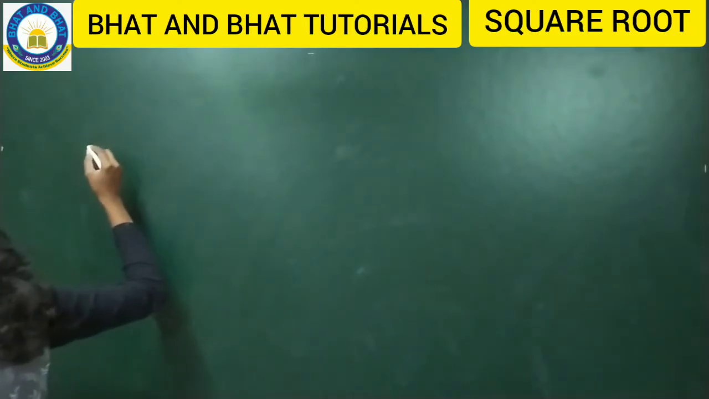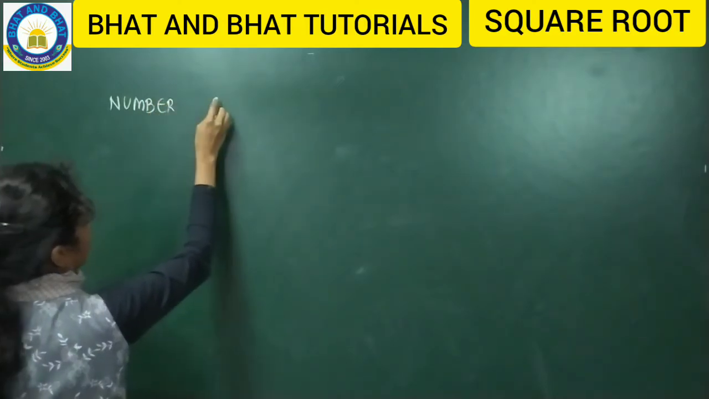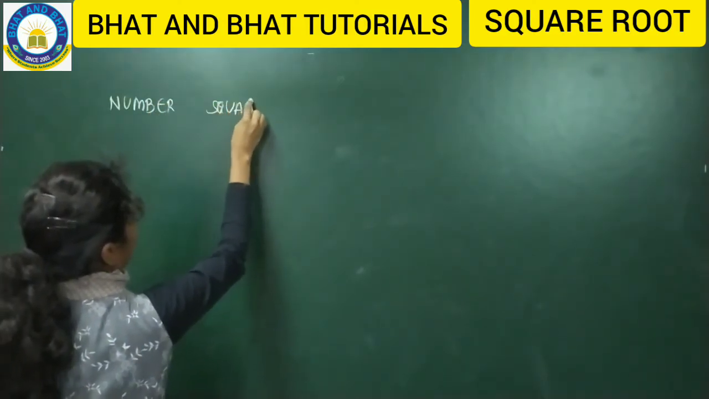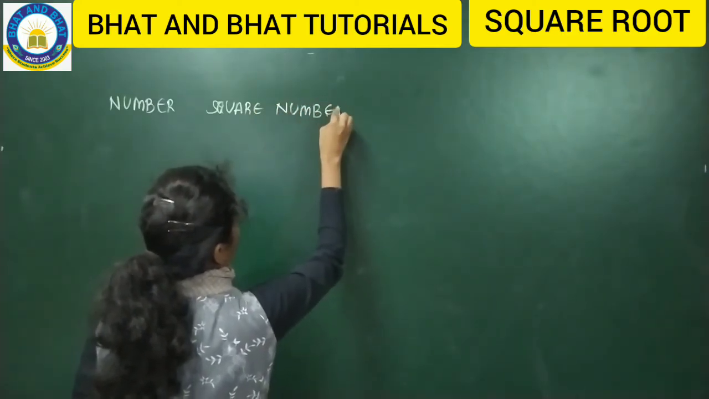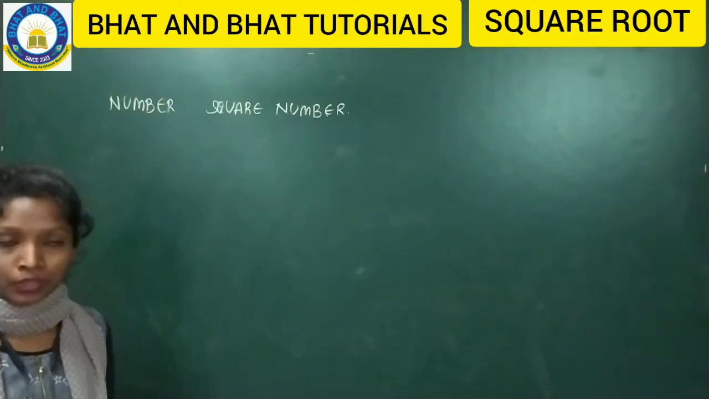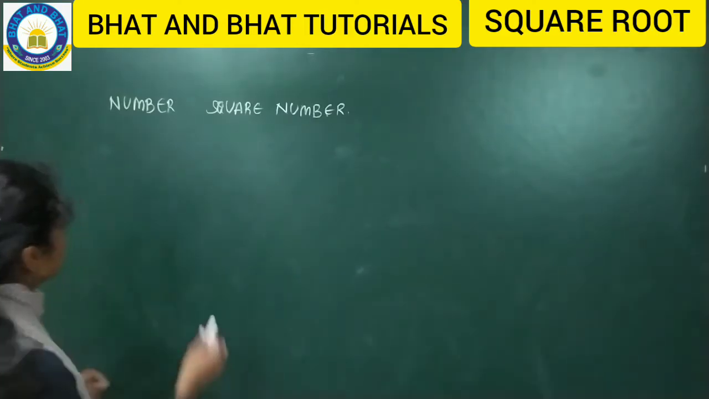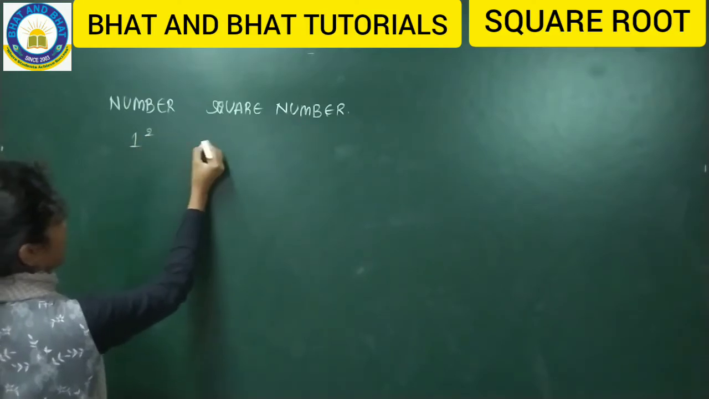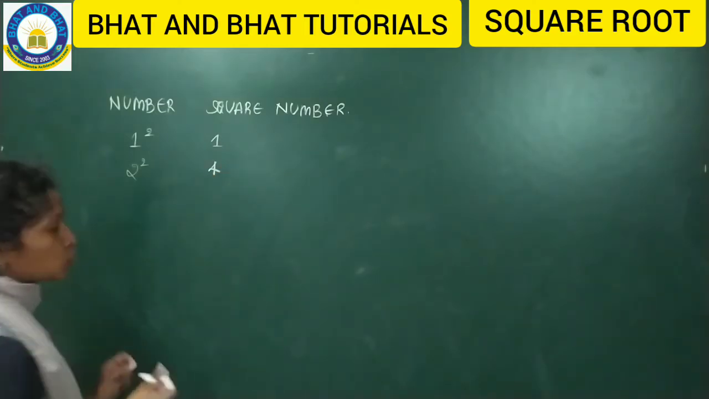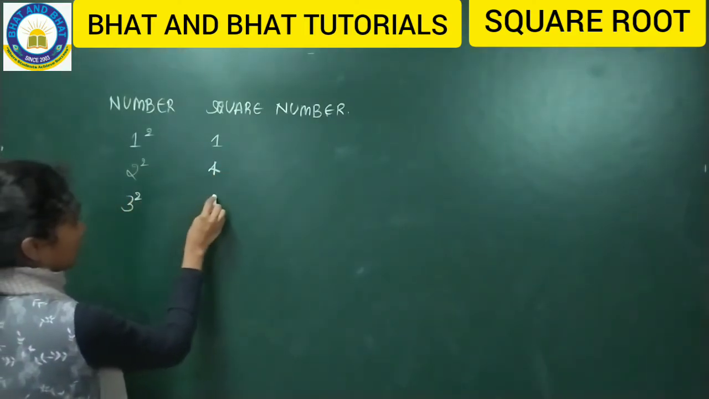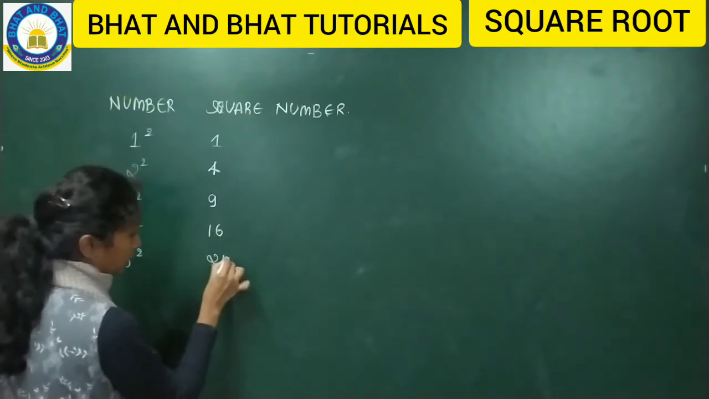Here, number and here, square number. Now we'll learn about the meaning of square. If a number is multiplied by itself, we are going to call it the square. How? 1 square is equal to 1, 2 square is equal to 4, that is 2 into 2. 3 square is 9, 4 square is 16, 5 square is 25.